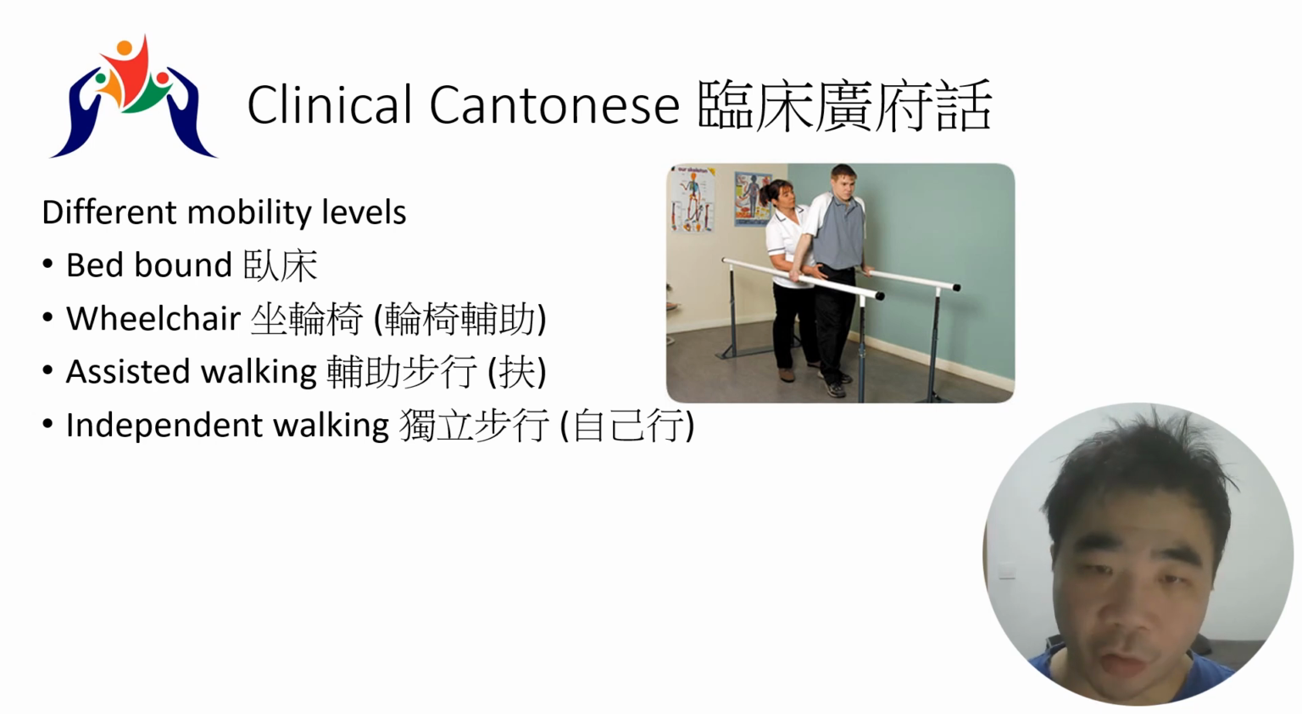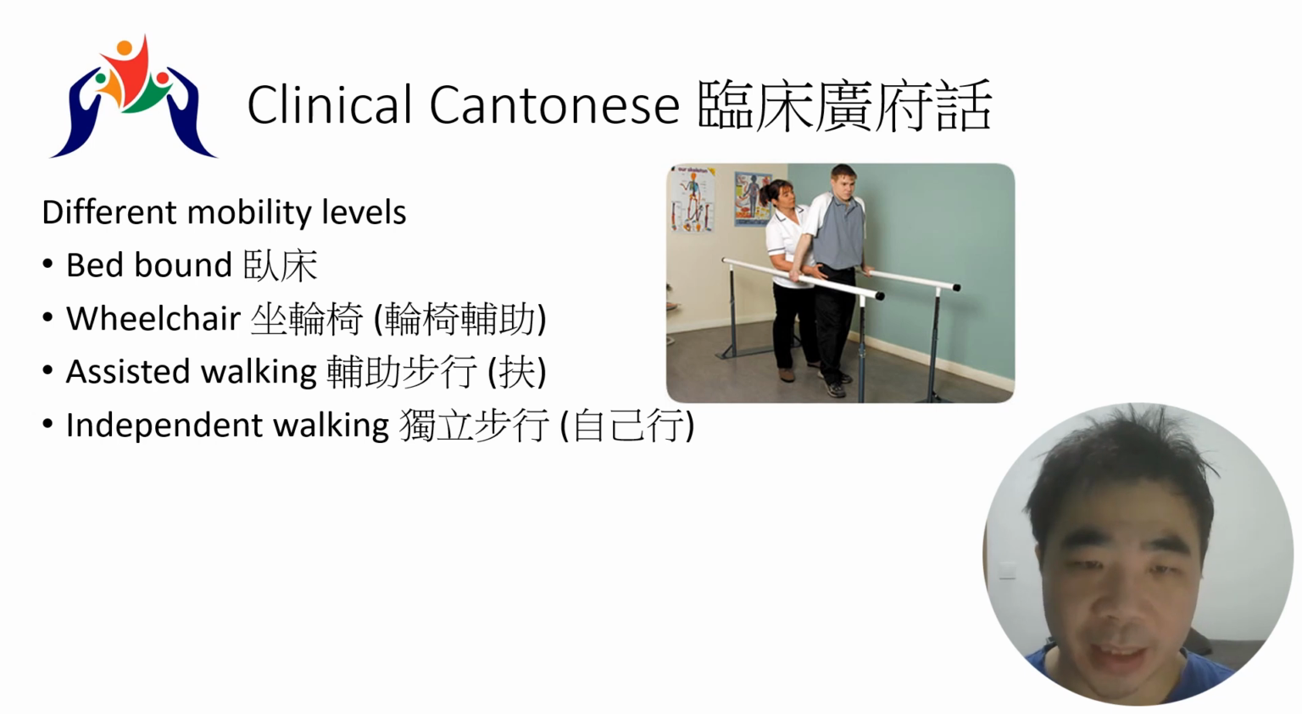佢行路要人扶住. I think this one, assisted walking, is the most common category. So better to practice this term a little bit more.